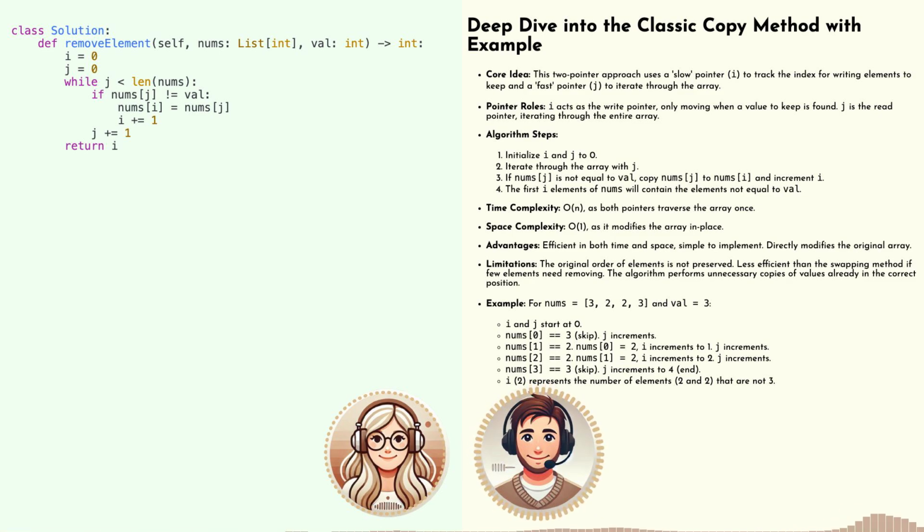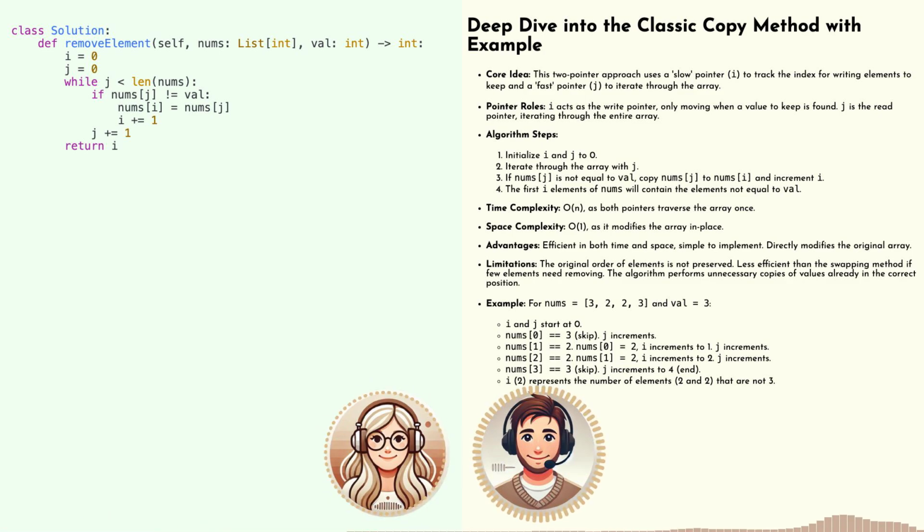Exactly. And both I and J move forward again. J encounters another 2, so it keeps searching and lands on that 4. Another keeper. What happens next? Well, J tells I to copy that 4 over to its current position, which is now at index 1. So now the array looks like 3, 4, 3, 2, 4. And now J has reached the end of the array, and I is sitting at index 2.